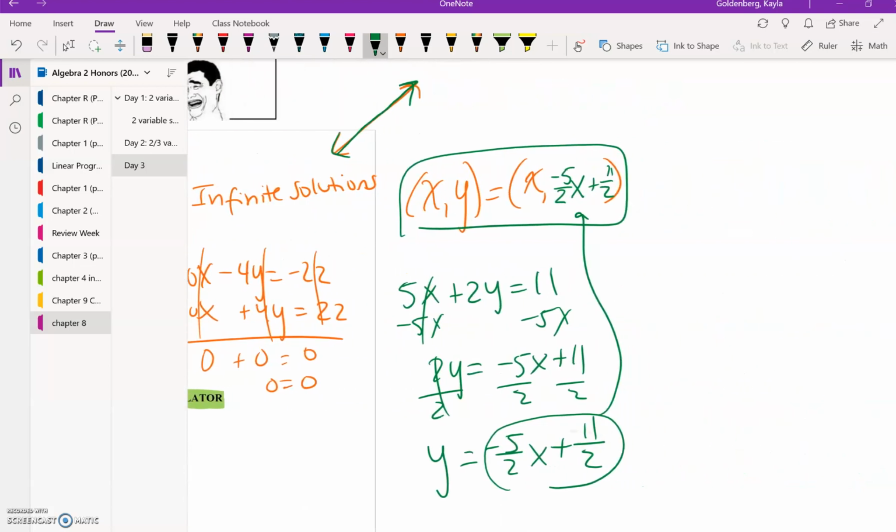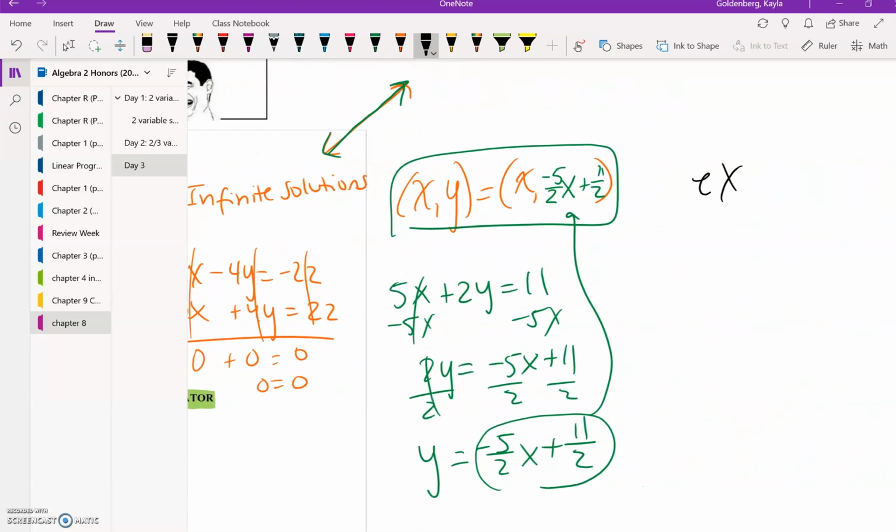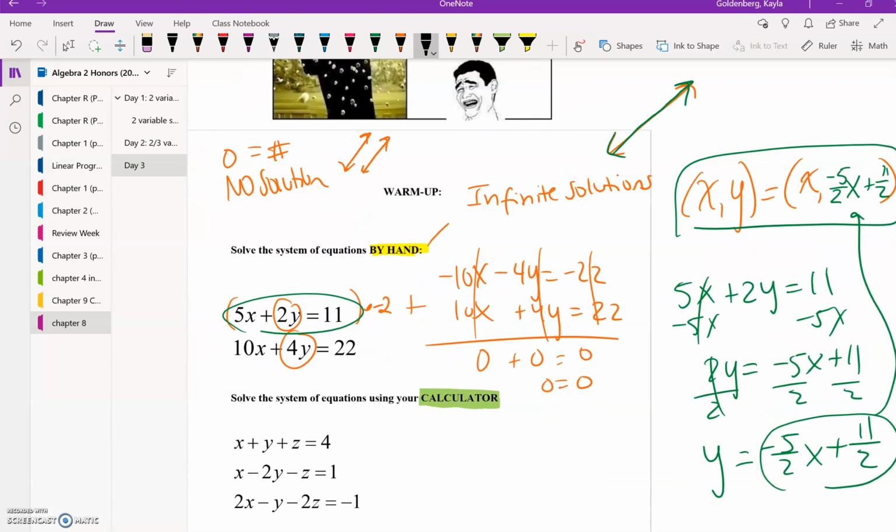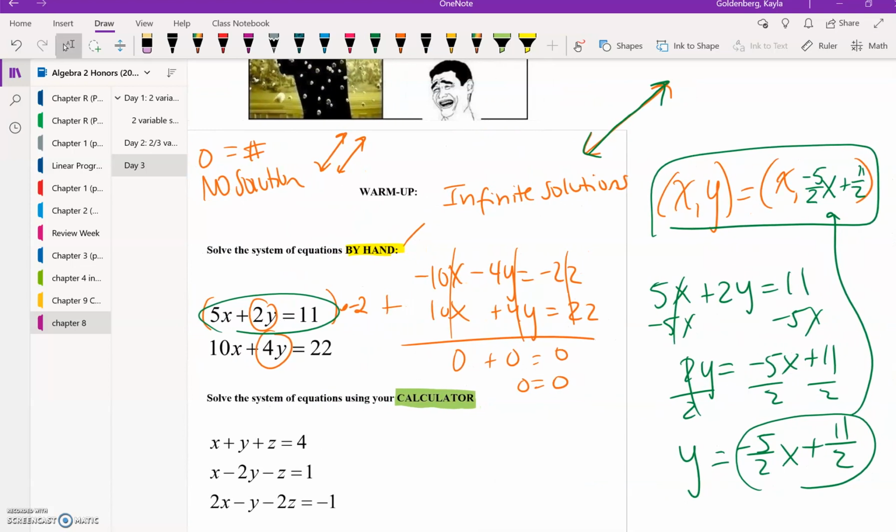So if I had, for instance, wanted some examples using that, if x is 1, y would be negative 5 over 2 times 1, which is negative 5 over 2, plus 11 over 2. That would simplify to 1, comma, 6 over 2, which is the same as 1, comma, 3. So that would generate infinite solutions, right? You could plug in whatever x you want. x could be 1, 2, 3, -1, -2, etc. So that's how you want to write out your infinite solution as an ordered pair.